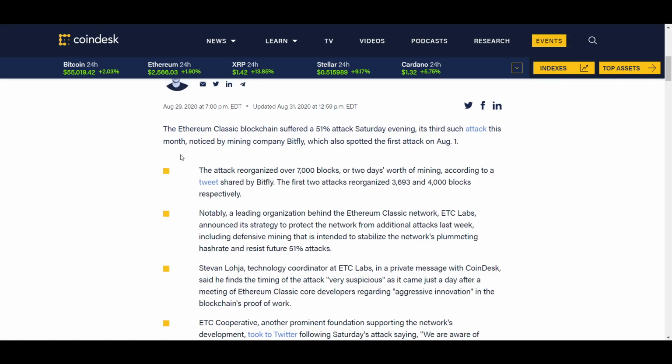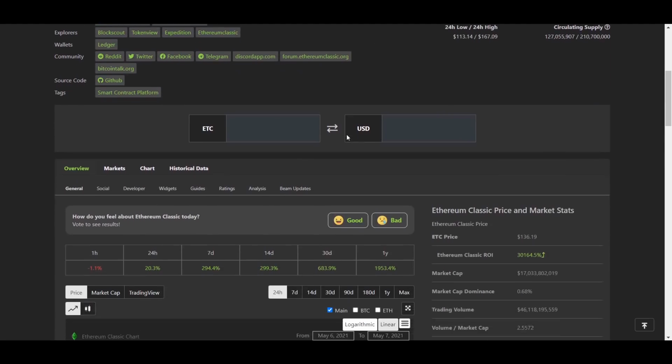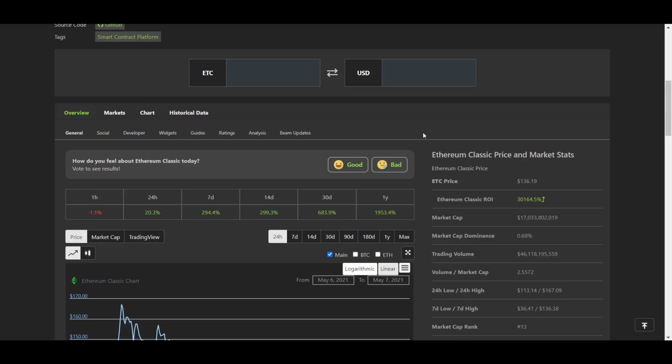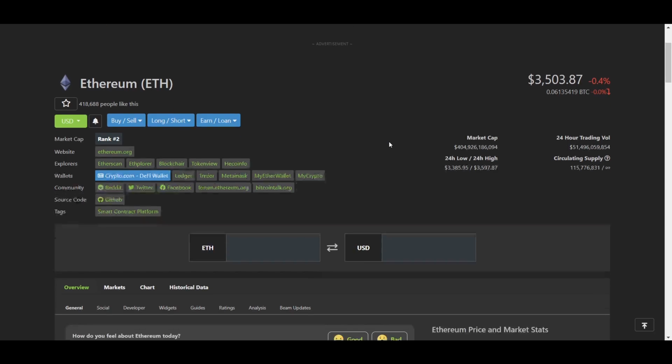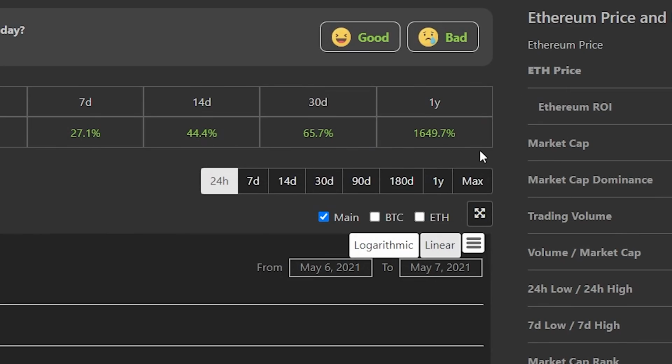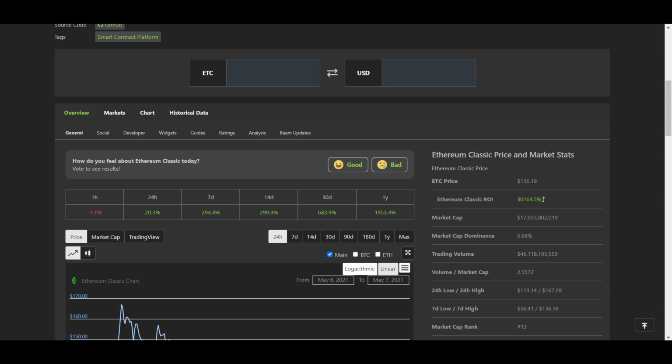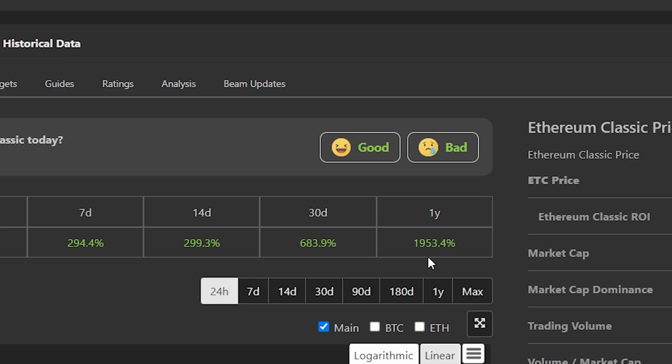That has not at all prevented Ethereum Classic from seeing huge gains throughout this bull run, as it has actually outperformed Ethereum itself in percent gains but not in dollar gains. If we take a look at their performances, Ethereum is up 1,600% in the last year and 65% in the last month, while Ethereum Classic is up 1,900% in the last year and 683% in the last month.